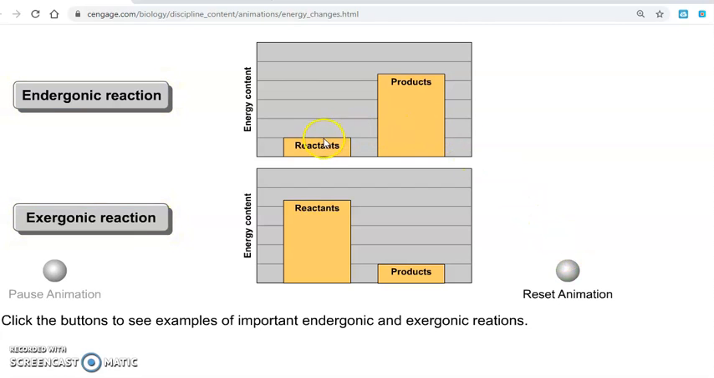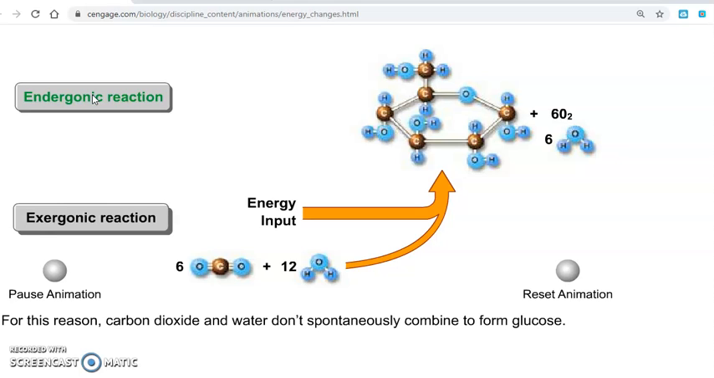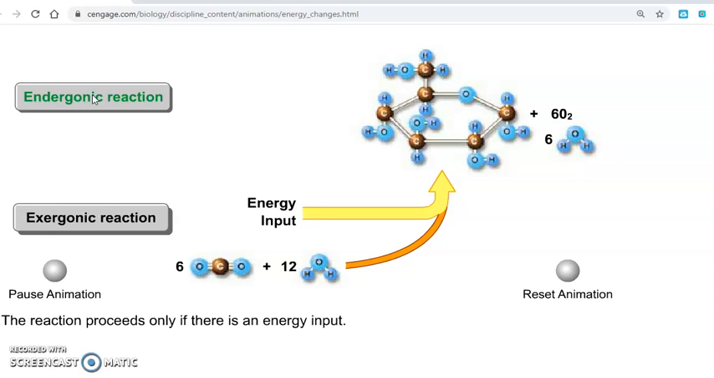So you can see that we began with endergonic reactions needing some energy input, but the products you make have more potential energy. And exergonic is vice versa. Whatever you begin with, the products will have less potential energy. So we look at some specific examples. Carbon dioxide and water can be combined to form glucose, oxygen, and water. But there's more bond energy in glucose than there is in carbon dioxide and water. For this reason, carbon dioxide and water don't spontaneously combine to form glucose. The reaction proceeds only if there is an energy input. In photosynthetic cells, sunlight supplies the necessary energy.